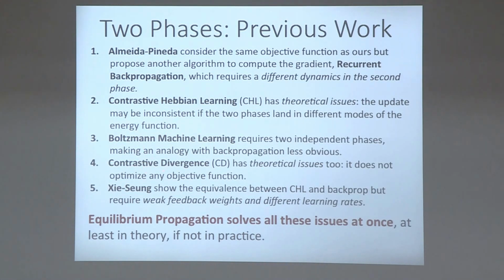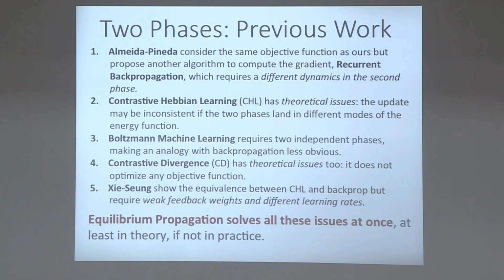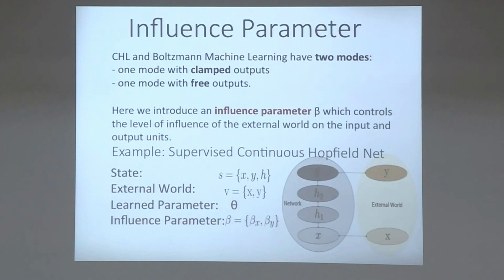And one of the algorithms for Boltzmann machines which has been proposed, contrastive divergence, also has some theoretical issues in the sense that, again, it doesn't optimize any objective function, which doesn't mean it doesn't work. It actually works reasonably well, but it has these issues. And there's also some really interesting work from Xie and Seung showing a relationship between contrastive Hebbian learning and backprop in, again, a very special case where the feedback weights are very small, epsilon small, and you have different learning rates, exponentially growing learning rates at different layers. So the approach that we are proposing seems to address essentially all of these issues, at least in theory. And the experiments we've done seem to show that they can learn deep networks.